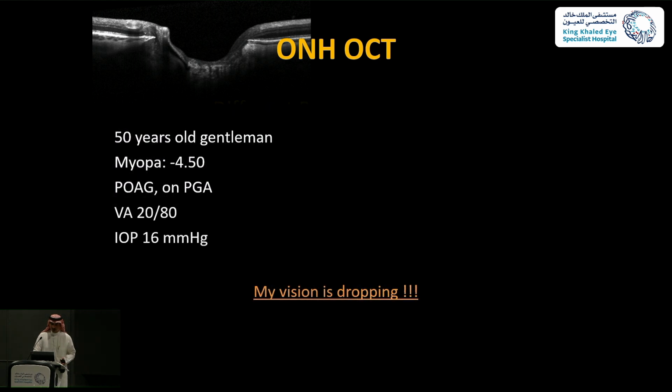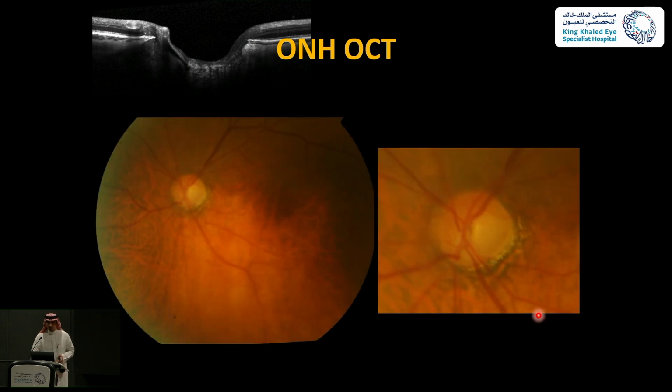the residual neuroretinal rim. Now let's go for some clinical examples to check how the OCT can help us in our clinical practice and what's the difference in the diagnostic capabilities of the nerve fiber layer and the Bruch's membrane opening based optic nerve head parameter, or making it simply the minimum rim width. So in this example, we have a 50-year-old gentleman who's myopic of -4.5. He's having primary open-angle glaucoma on prostaglandin analog, visual acuity of 20/80, and the IOP is 16. And he's complaining of dropped vision.